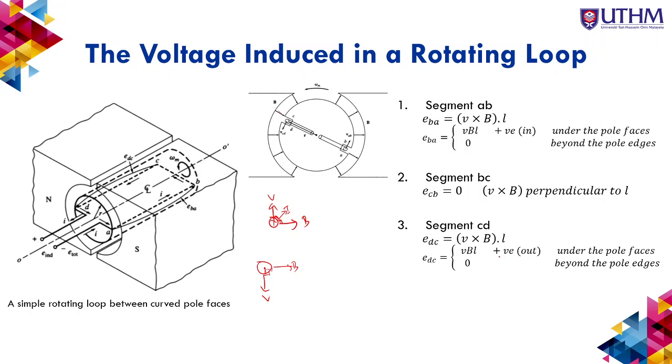Then segment DA is the same as BC, where the length of the wire is in line with the vector B, the magnetic field. So there is no current induced or voltage induced at these 2 segments, BC and AD.